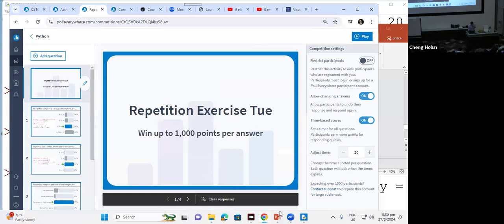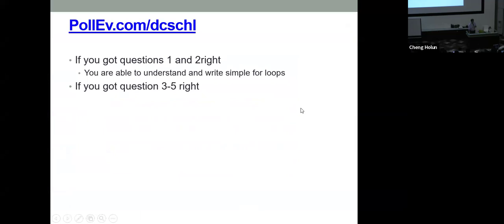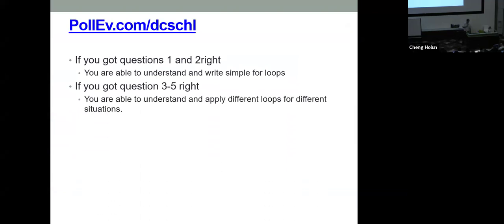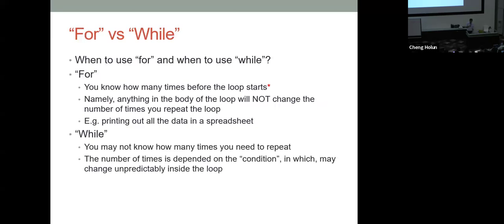Okay, so if you can get 1 and 2 right, probably you already quite mastered the loop. You know what the condition is and what the loop body is and so on. If you get 3 and 4 right, you are already approaching A. You can apply the knowledge of loops to different situations. The following thing is about for loops. The main thing is that with a for loop you know how many times, with a while loop you don't.